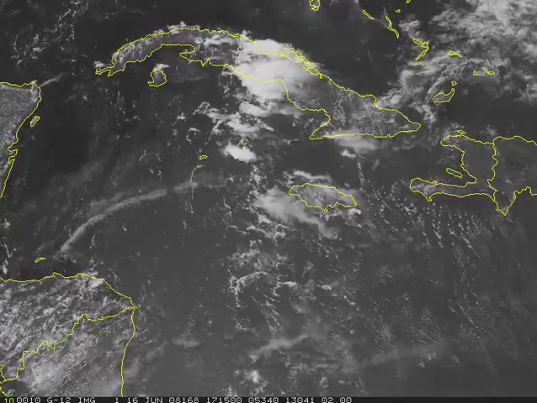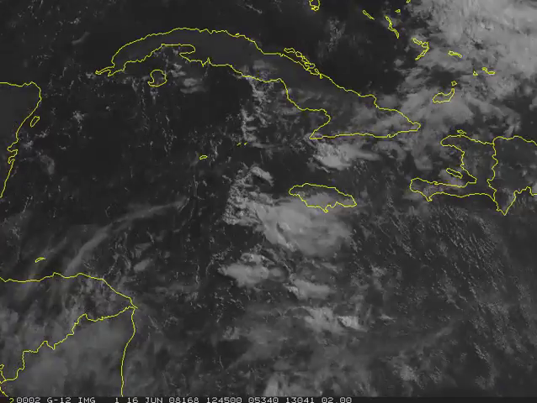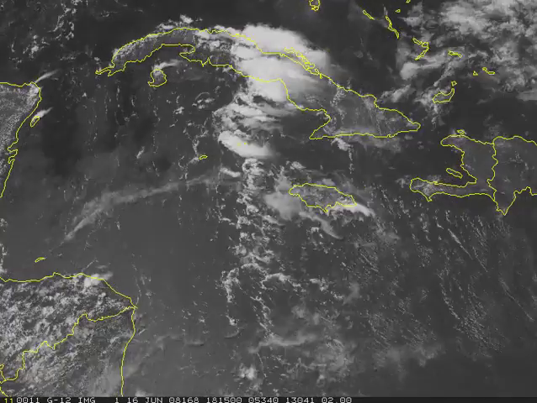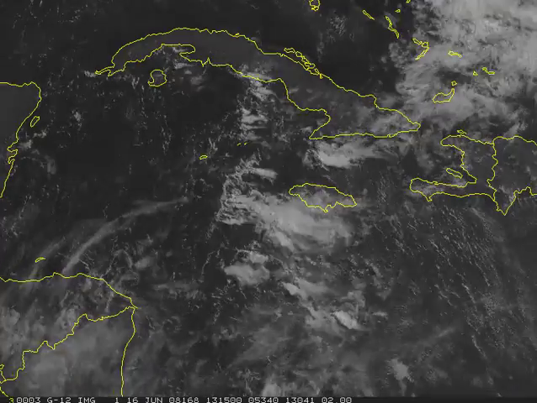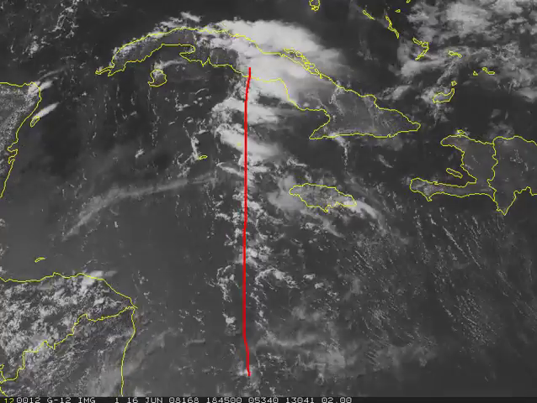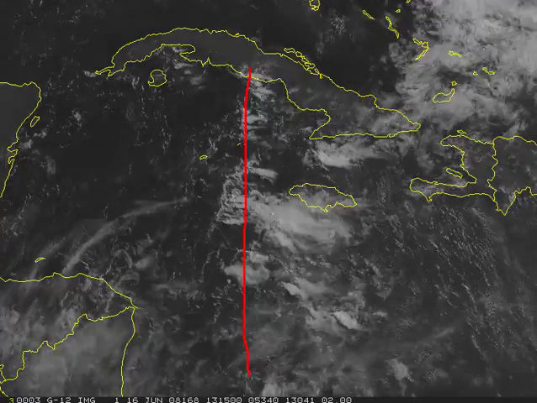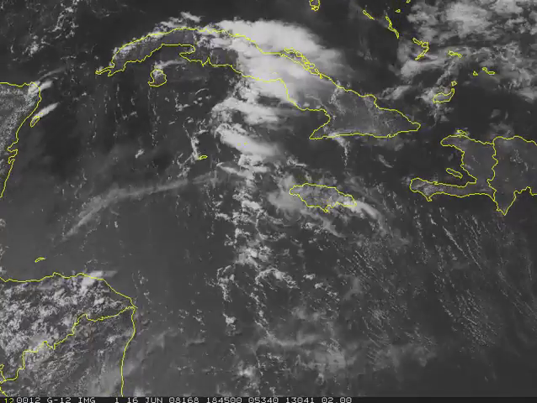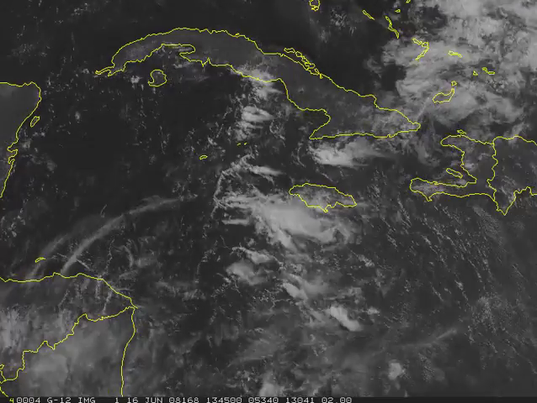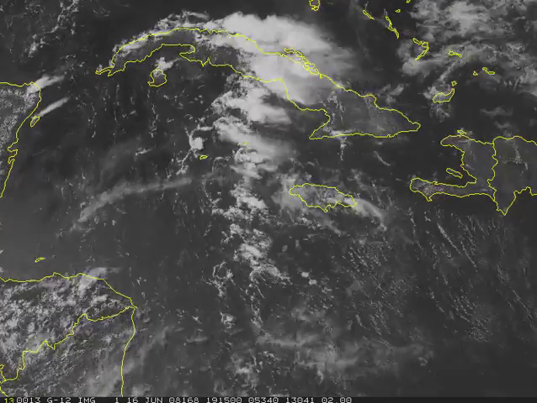Here's another example of a surge line in the visible imagery. Note how far north-south the line is. The convection is enhanced over the portion of the line that is over Cuba, perhaps due to sea breeze convergence interacting with convergence from the surge line.